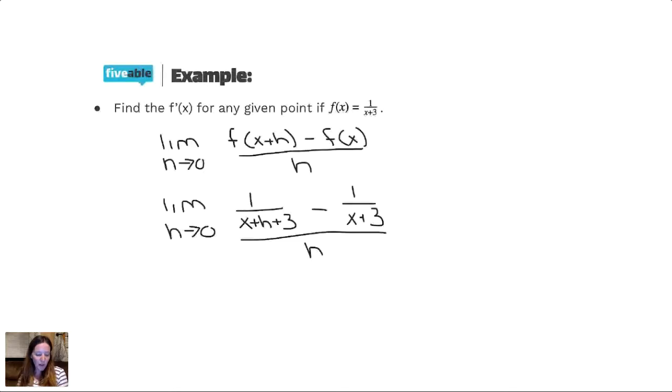So our common denominator here is basically just 1 times the other, right? Because there's nothing really in common factor-wise. So I'm going to multiply this one by x plus h plus 3, and the other one times x plus 3. And so let's see what happens there.